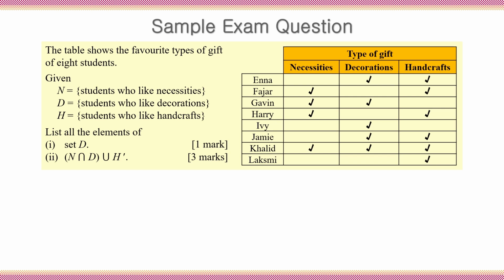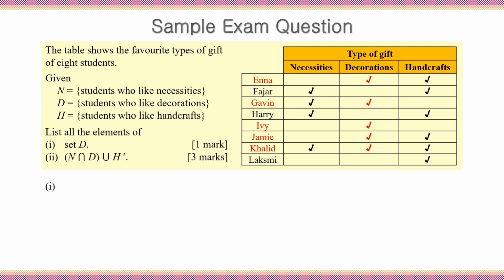Given sets N, D, and H represent students who like necessities, decorations, and handcrafts respectively. List all the elements of set D for sub-question 1, and the union of N intersect D and the complement of H for sub-question 2. This is a 4-mark question. Sub-question 1 is straightforward.